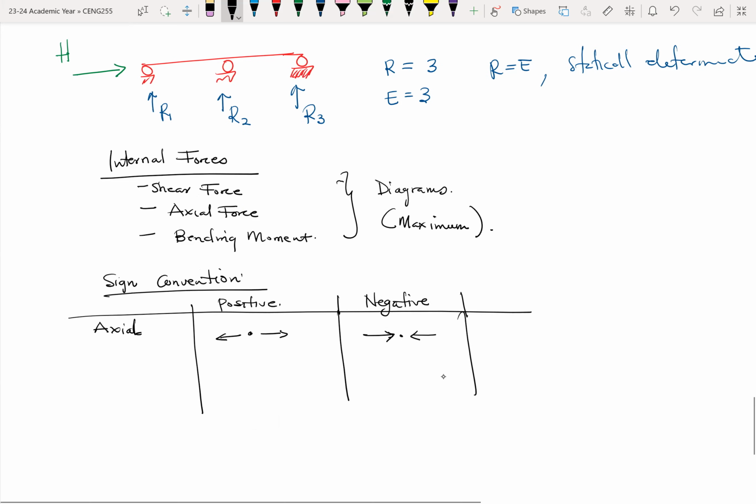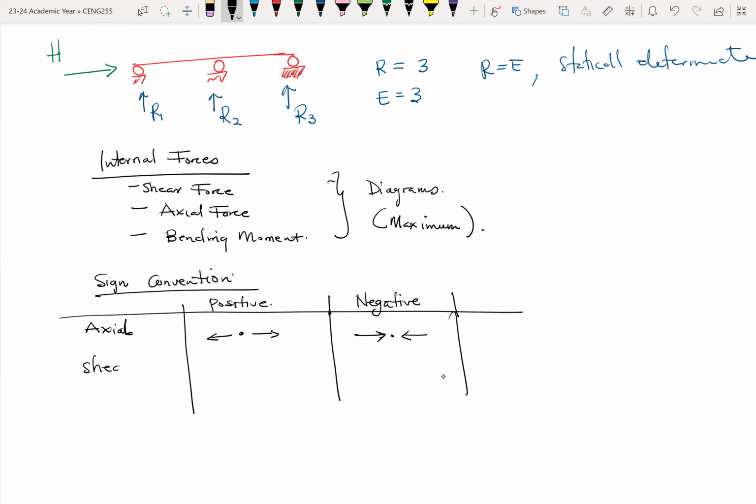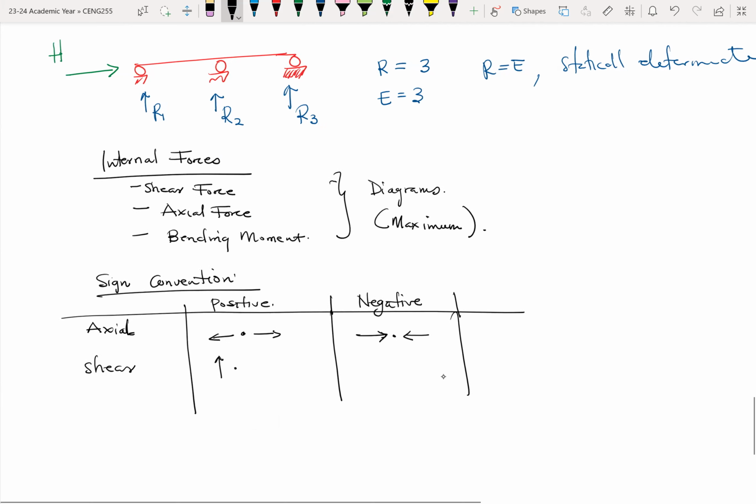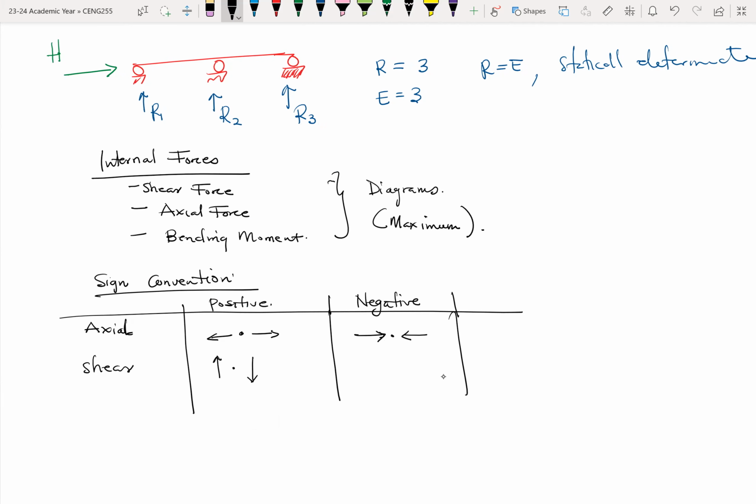Now for shear, if the forces are moving upward on the left of a point and then downward on the right of a point, they are positive. And then if they are moving down on the left of a point and moving up on the right of a point, they are negative.